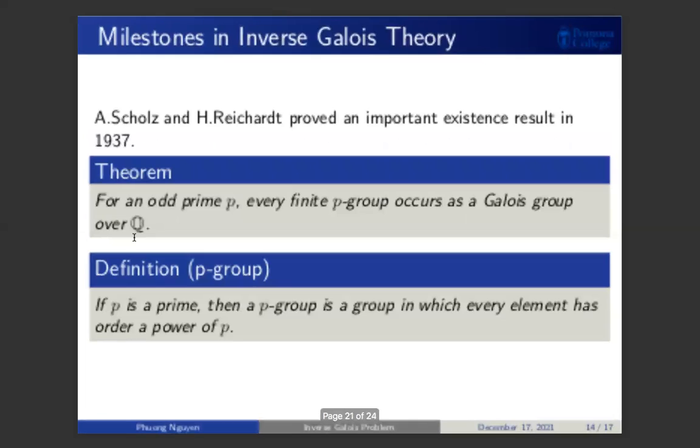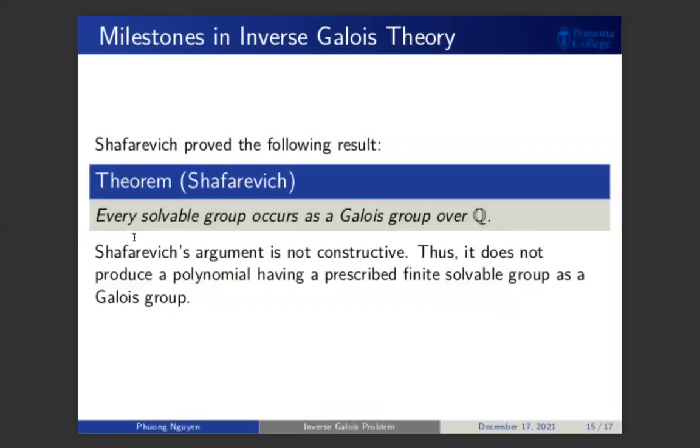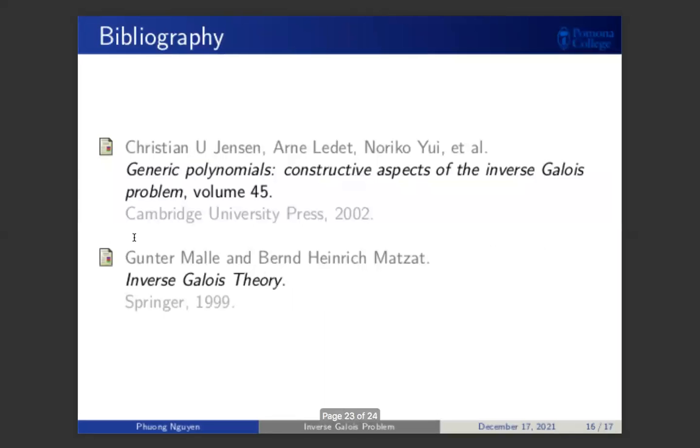I have a few more milestones that may be interesting. This one, Shafarevich proved that every solvable group occurs as a Galois group over Q. One thing is that this argument is not constructive.